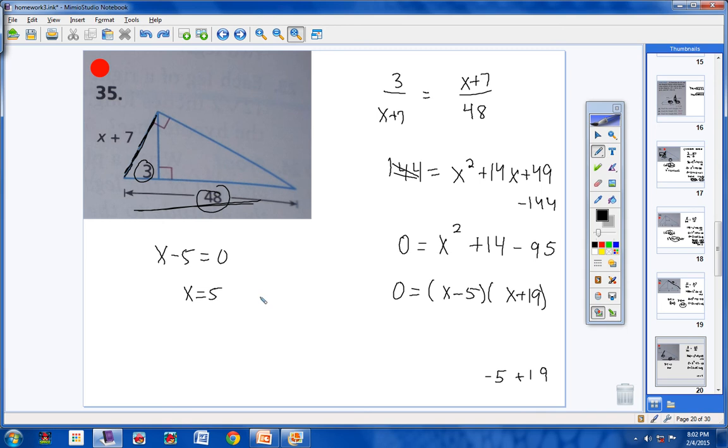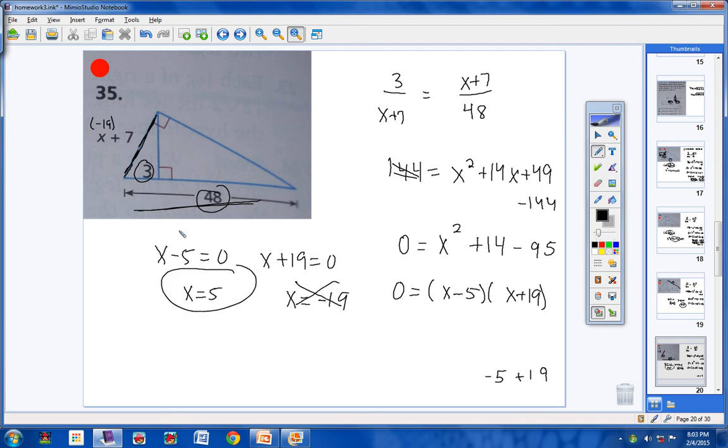Take the other group, set it equal to 0 and solve. X plus 19 equals 0. Bring the 19 over and make it negative. X equals -19. There's no way that works. If you put a -19 here, the whole length is -12. So the answer is 5. Wow, these have been really, really tough.